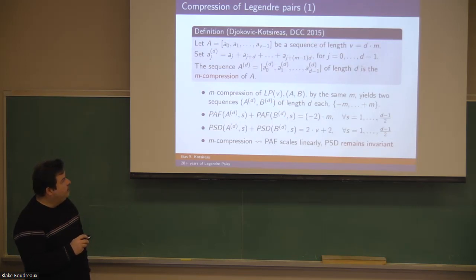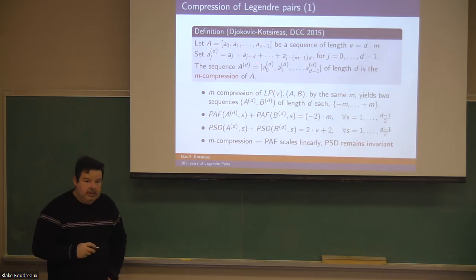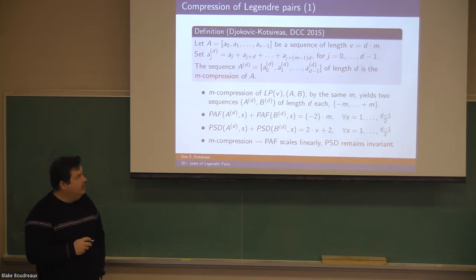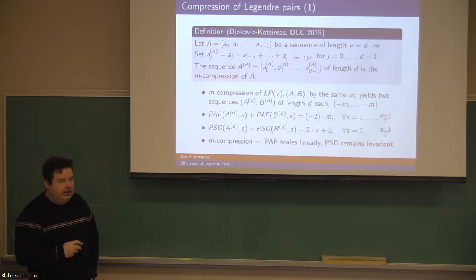But in 2015, we wrote this paper with Djokovic, who is a mathematician at the University of Waterloo, whose main work was in Lie groups and Lie algebras and all the rest. But he also did a lot of work in this kind of combinatorics. So we put together this concept of compression, and it's meant to remedy the problem that we don't know how to compute Legendre pairs when the order is a composite number.